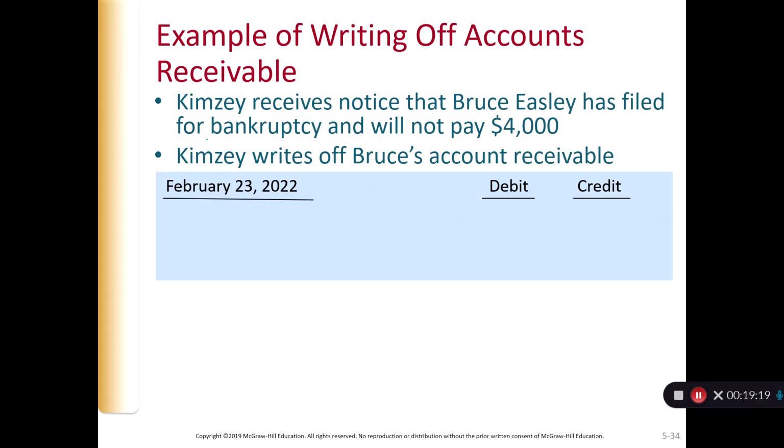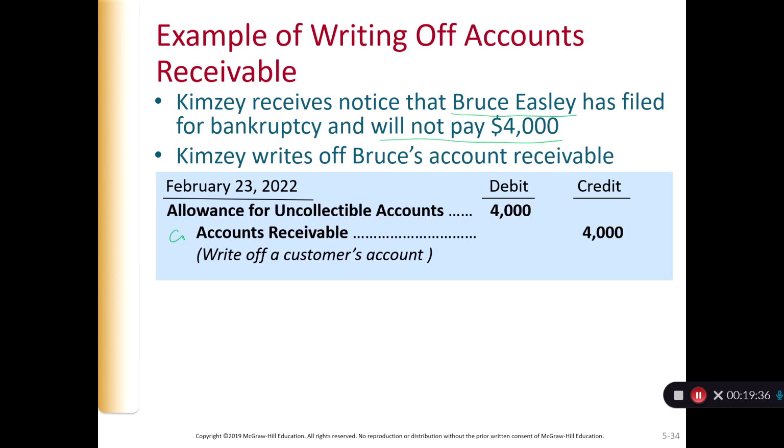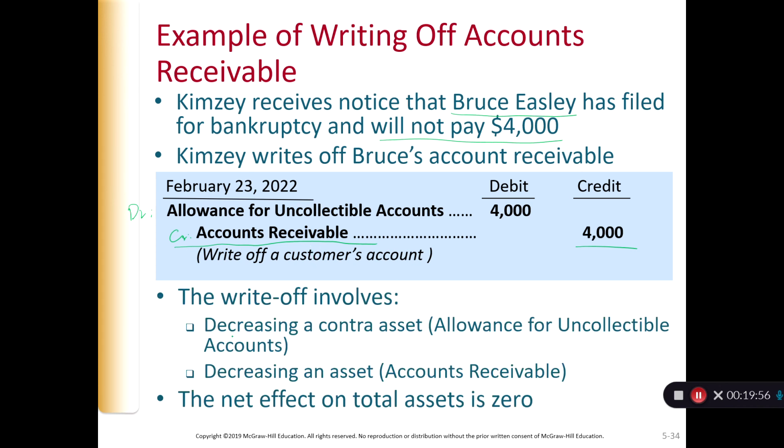So let's look at an example. Kinsey received a notice that Bruce Easley, that's a new example, has filed bankruptcy and will not pay $4,000. Kinsey writes off Bruce's accounts receivable by crediting accounts receivable and debiting allowance for uncollectible accounts. And debiting that because this $4,000 portion of accounts receivable does not even exist anymore. Hence, there's no point in holding allowances for it, right? So you're debiting it.